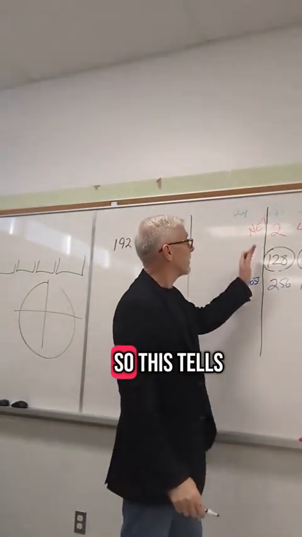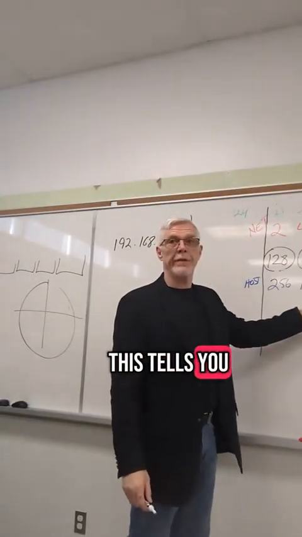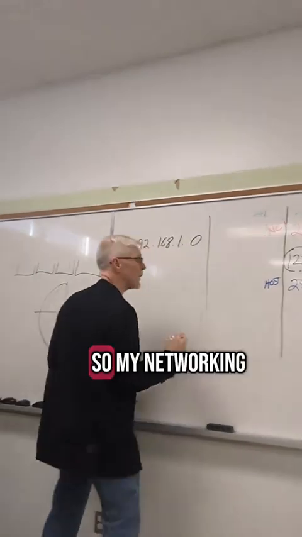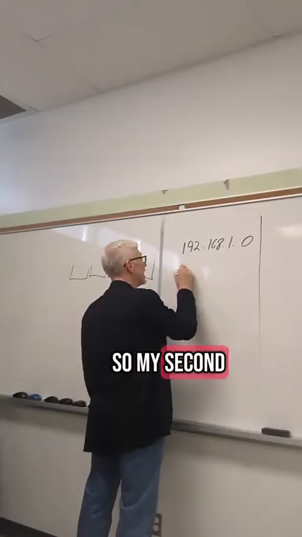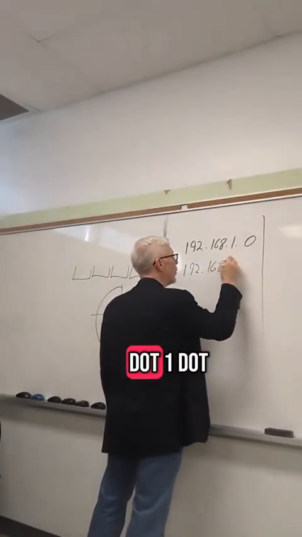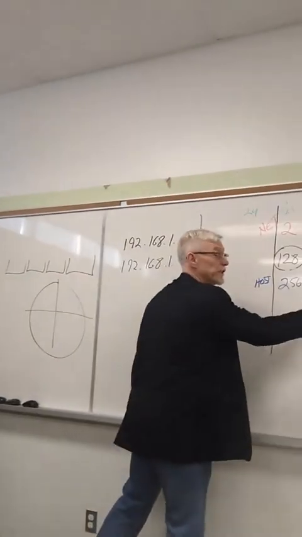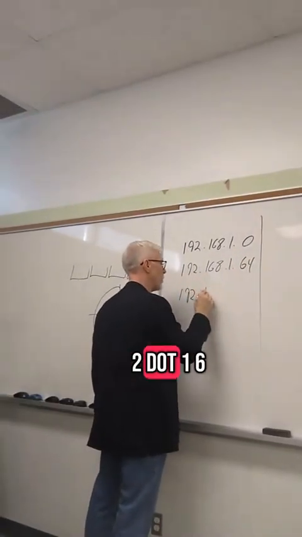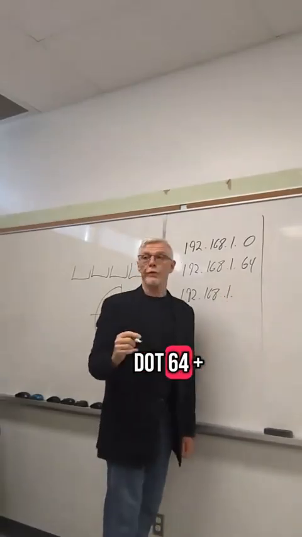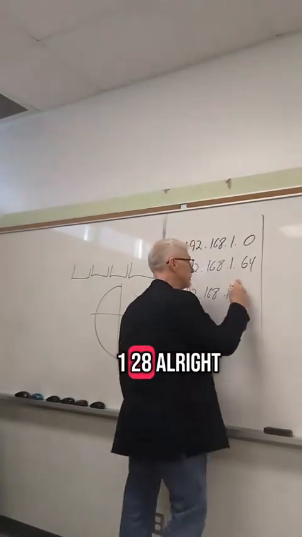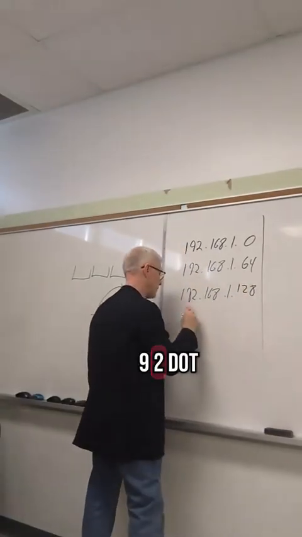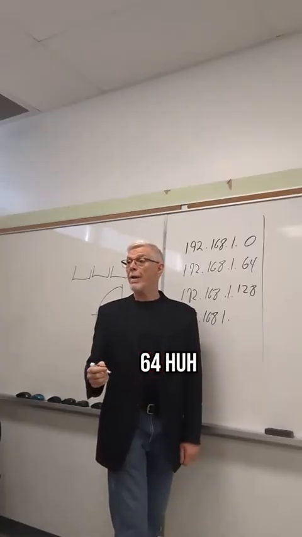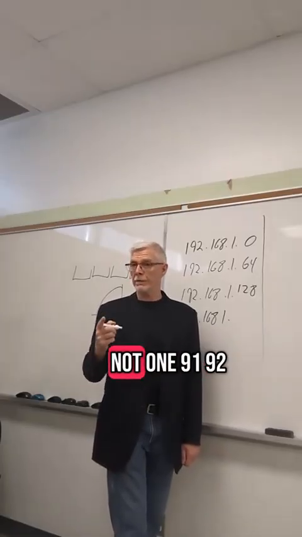So this tells you how many networks, this tells you the network increment, and what we do is just, by hand, do the network IDs. So my network increment is 64. So my second network will be 192.168.1.64. With me on that? The next network will be 192.168.1.64 plus 64? 128. All right. The next one will be 192.168.1. What's 128 plus 64?